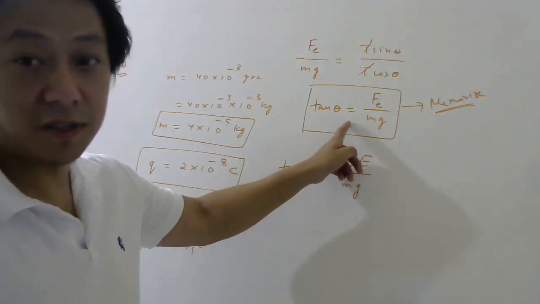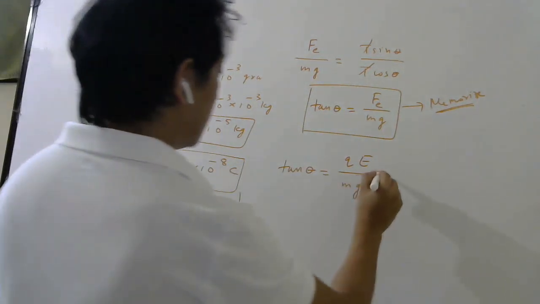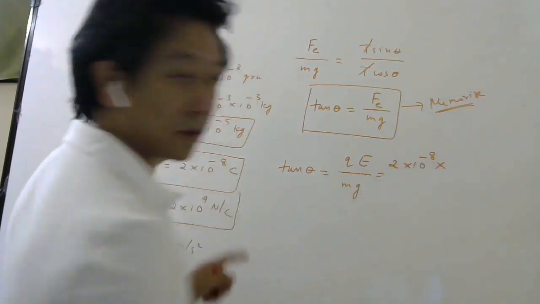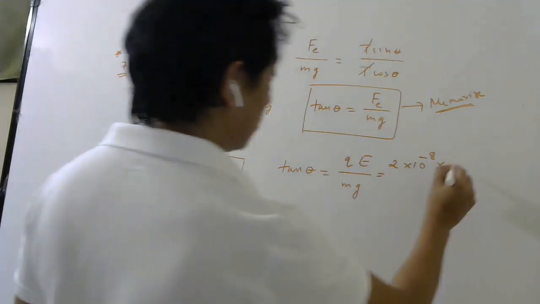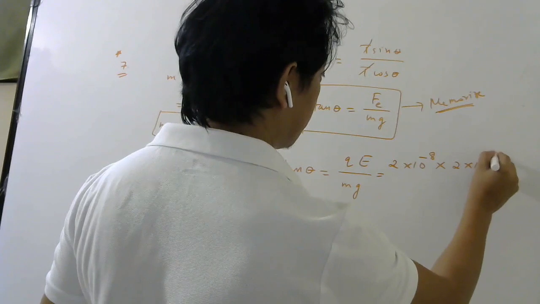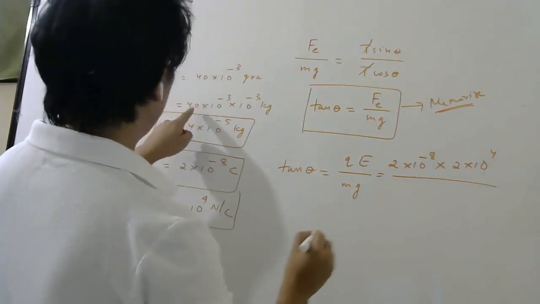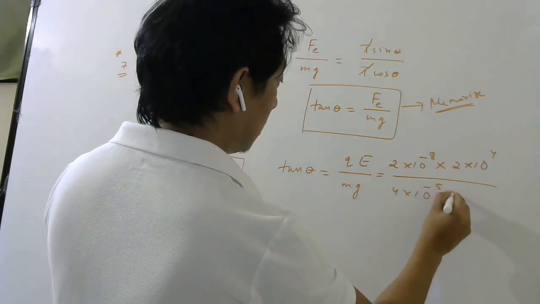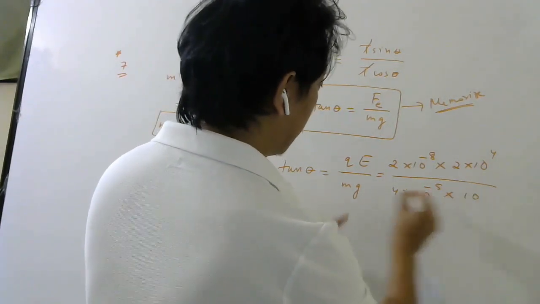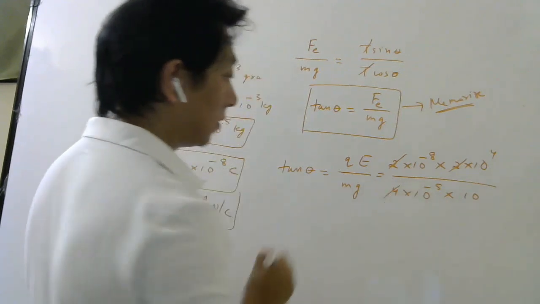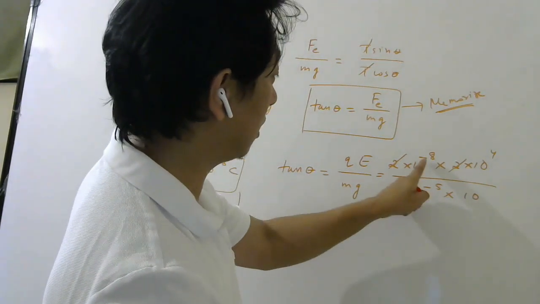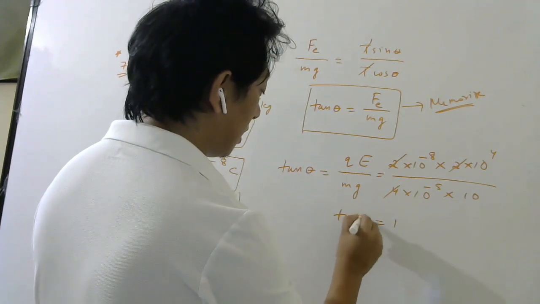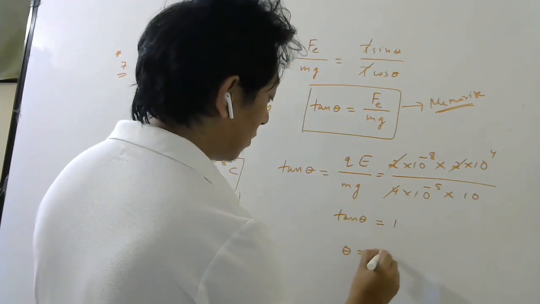Please memorize this result. Okay, Q is how much? 2 into 10 power minus 8. Right? E is 2 into 10 to the power 4. Mass of the pendulum is 4 into 10 power minus 5, into g value we will take 10. So 2 2s is 4. This is 10 power minus 4. Here also 10 power minus 4. So the ratio will be 1. So tan theta is 1. So theta is how much? 45 degree.